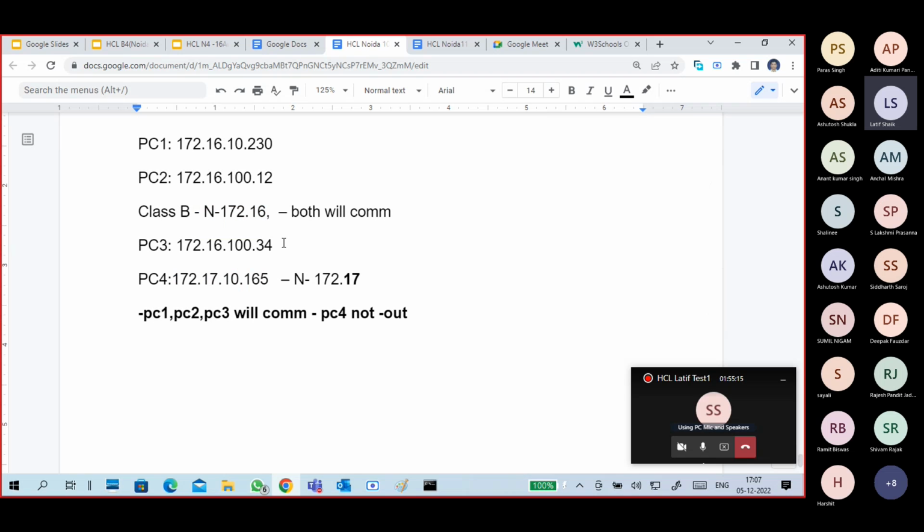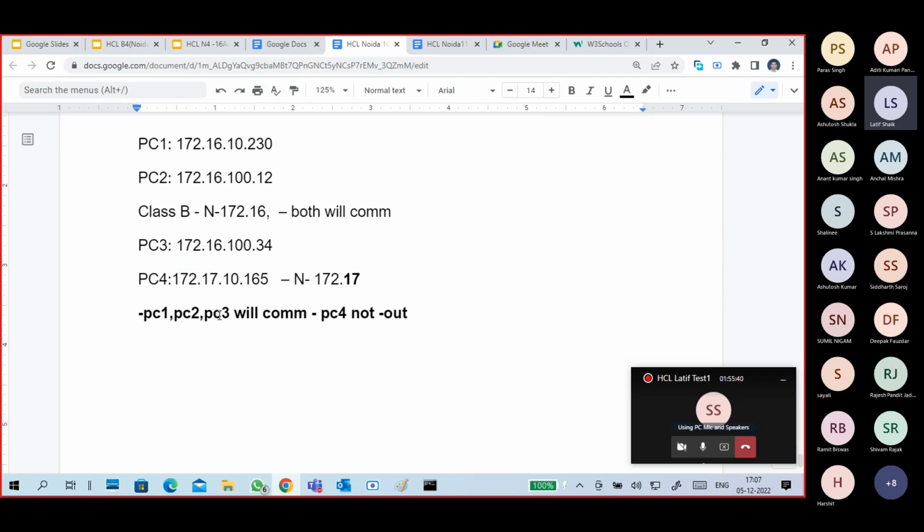I have a PC3. For PC3, the first portion is the same, the second portion is the same, and the third portion is also the same. From here, it is different. But the third and fourth are both the host ID in class B, and the first two are the network. So of course, PC1, PC2, PC3 will communicate with each other.